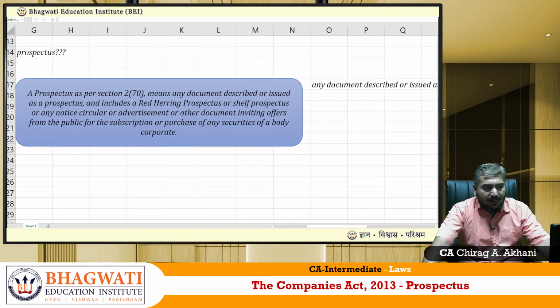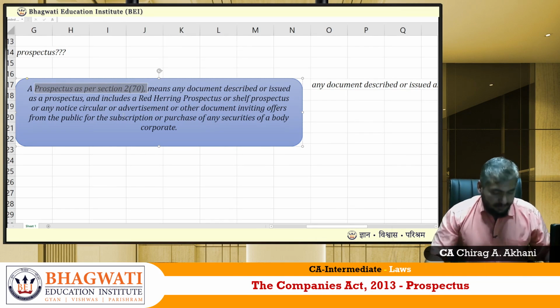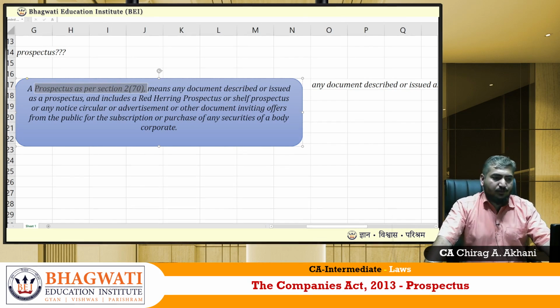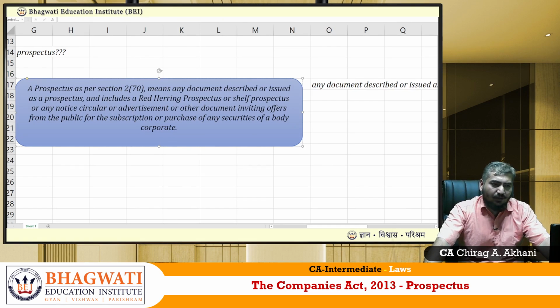Now pay attention here. It is written that any notice or any circular or any advertisement or any other document can also be the prospectus as per section 2 subsection 70. So this definition is trying to say that apart from red herring prospectus, apart from shelf prospectus, apart from the formally adopted prospectus, there can be any other document as well which can get the status of prospectus, provided the document must comply with the conditions as mentioned under section 2 subsection 17. Now what are those conditions? Let's understand. Any notice, any circular, any advertisement or any document can be considered as the prospectus if it was made for inviting offers from the public.